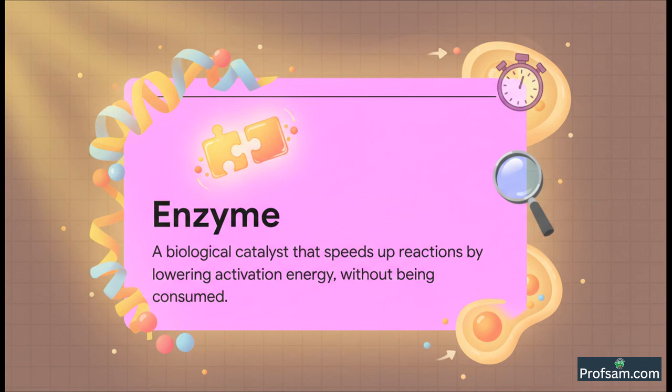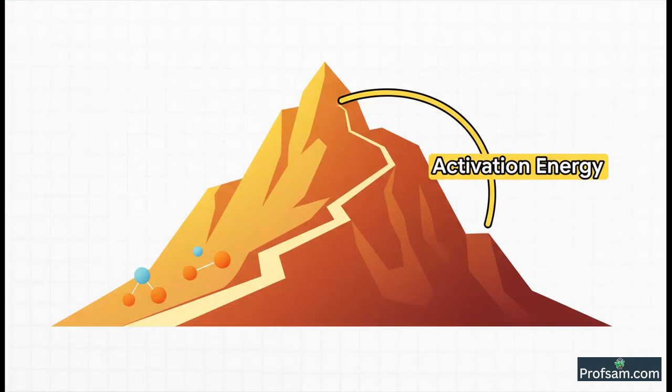An enzyme is a biological catalyst. Let's break it down. Biological simply means it's made inside living cells, and it's usually a protein. And catalyst means its job is to speed up a reaction, and it can do this job again and again and again without getting used up itself. To understand how they work, let's use a very simple picture.